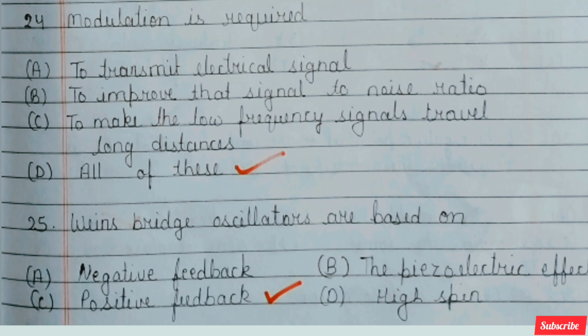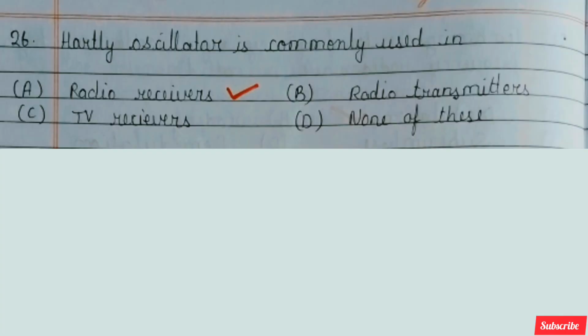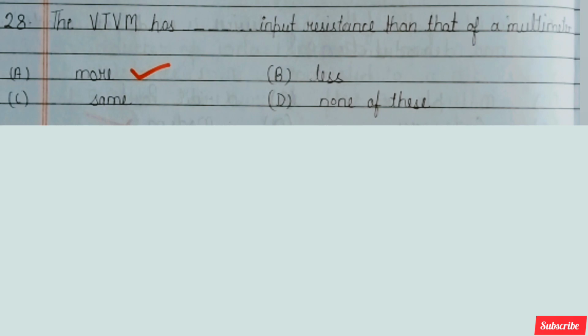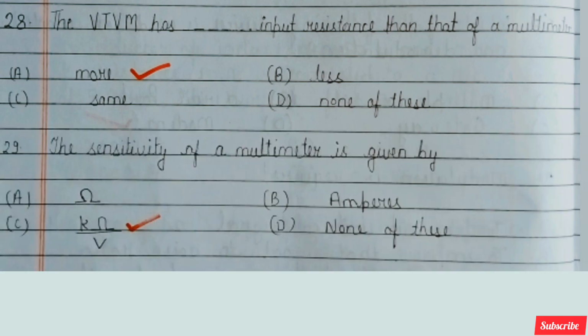Next question is, Wien bridge oscillators are based on? Option C is right. Next question है, Hartley oscillator is commonly used in? Option A is right. The horizontal plates of a CRO are supplied with dash to observe the waveform of a signal. Option C is right. The VTVM has dash input resistance than that of a multimeter. Option A is right.